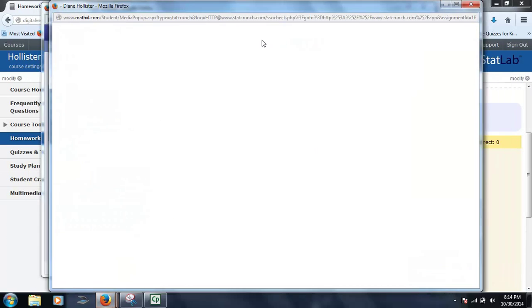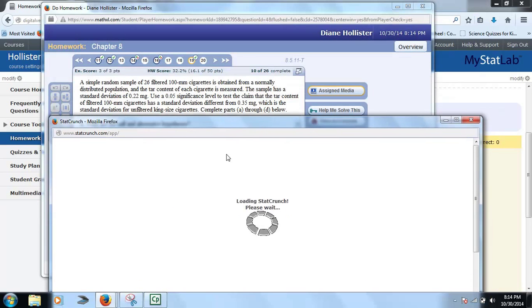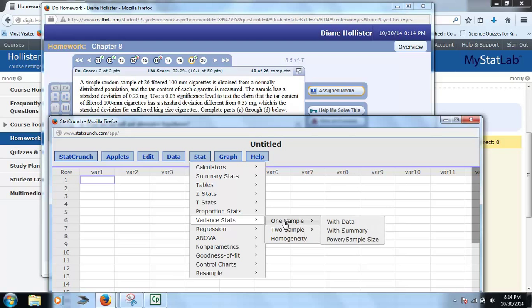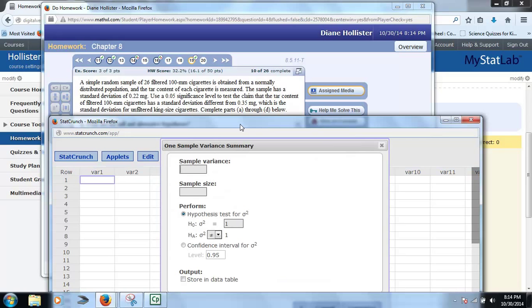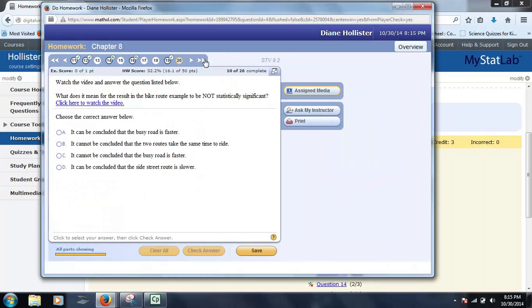Okay. And again, remember when we go into StatCrunch for these type of problems, and you click Stat, Variance Statistics, you're going to have to enter the sample variance. The sample variance, not the sample standard deviation. Although this says 0.22, you're going to enter 0.22 squared. Same with the hypothesis test. For the population standard deviation, we're not going to enter 0.35. We're going to enter 0.35 squared. So we're entering 0.1225 here. Be very careful to pay attention to that, or your answers will be very off.